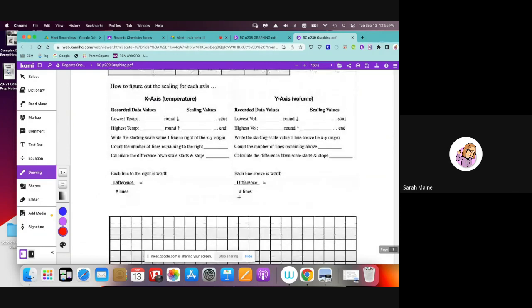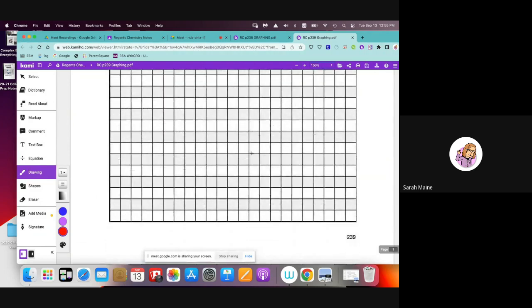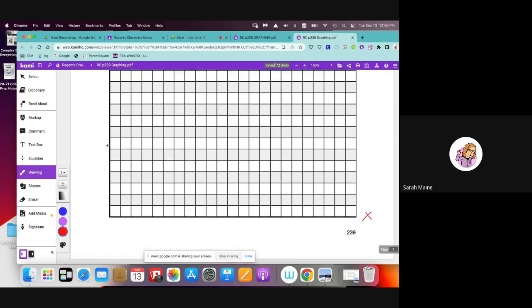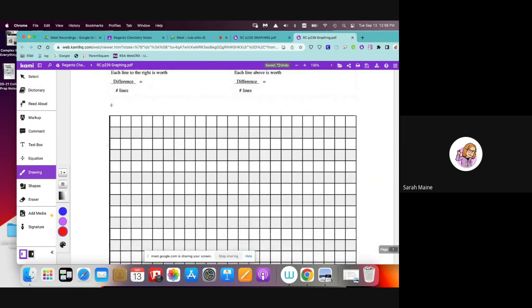First off, we need to know our X and Y axis. If you are unfamiliar or can't remember, the x-axis runs across the paper, so it's the horizontal axis. If I can get my pen to work here. So this is x. And the y-axis is the one that rises up and it's vertical. So you might want to just label those.